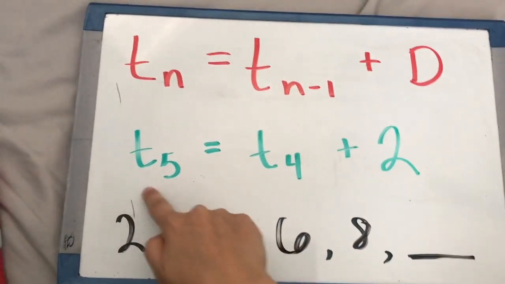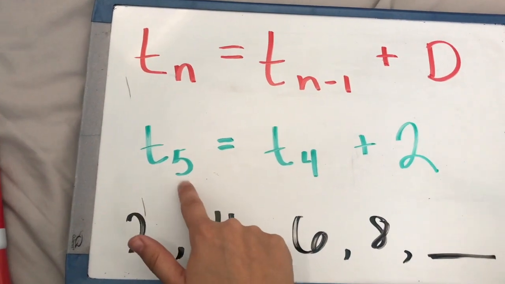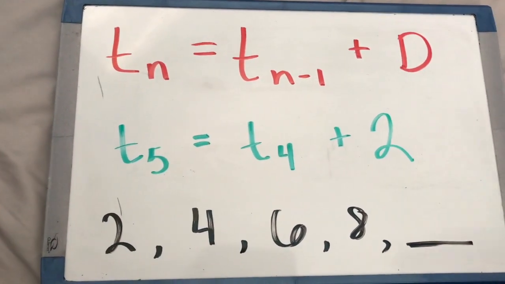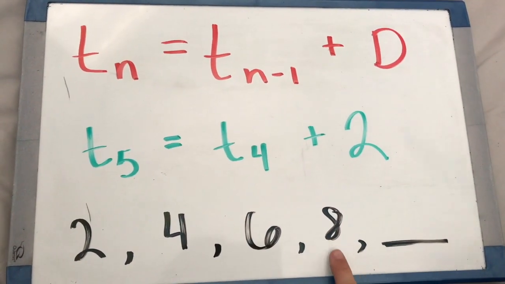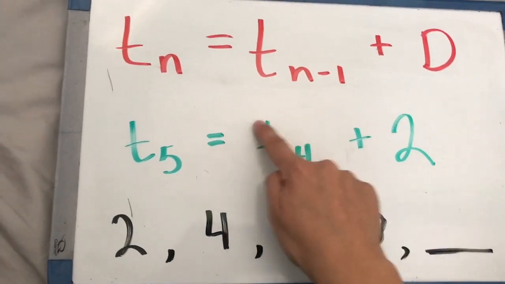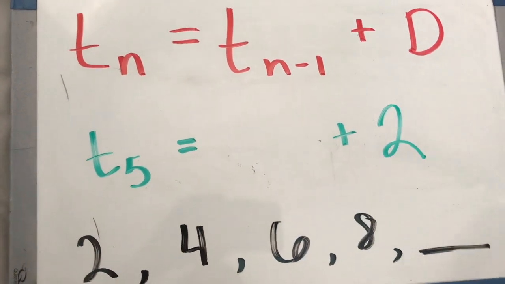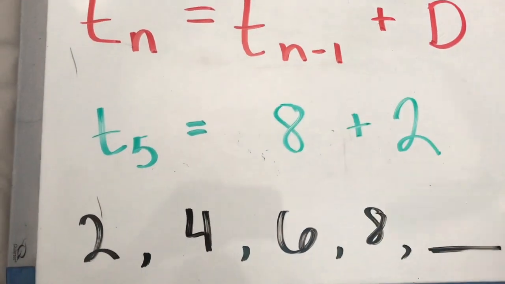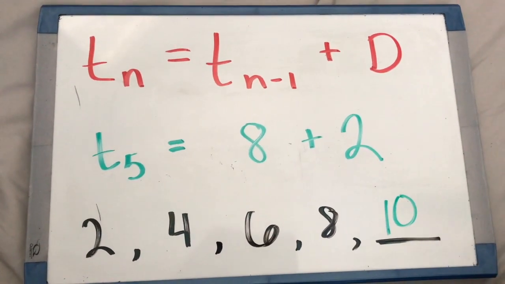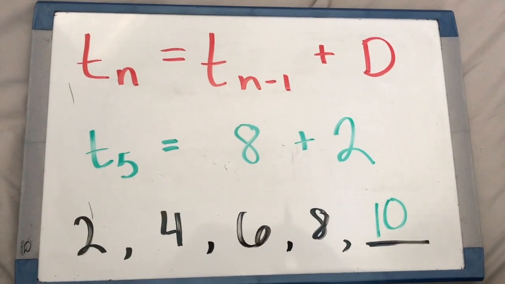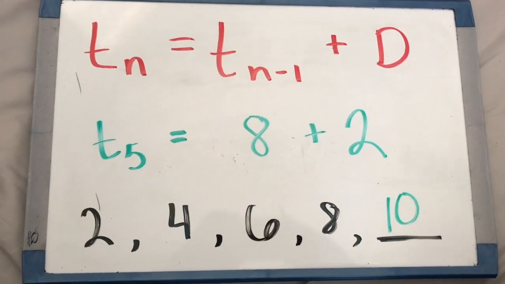So we already plugged all this in, right? We want to find out what is the fifth term, so we plugged in 5 for n. And so in order to find it, we need to know what the previous term is, which the fourth term is equal to 8, so I'm going to substitute 8 right here. Okay, and then now my equation is just 8 plus 2, which is exactly what we need to do in order to get our fifth term here. So that's how you would use a recursive formula to find the missing term of an arithmetic sequence.